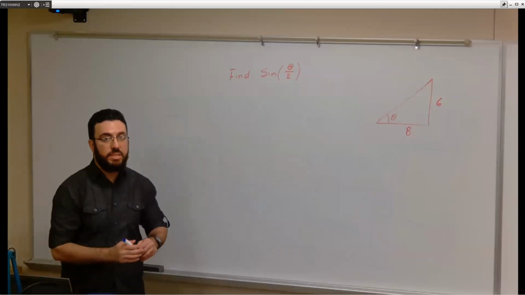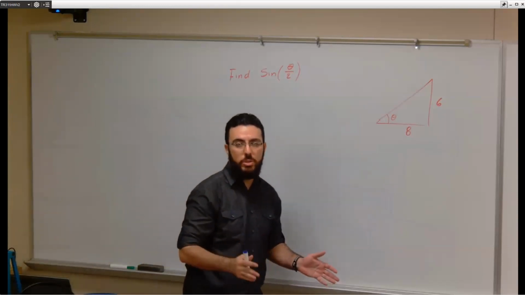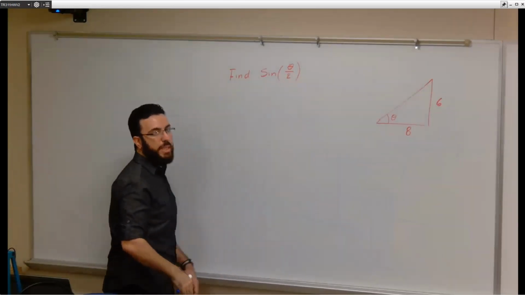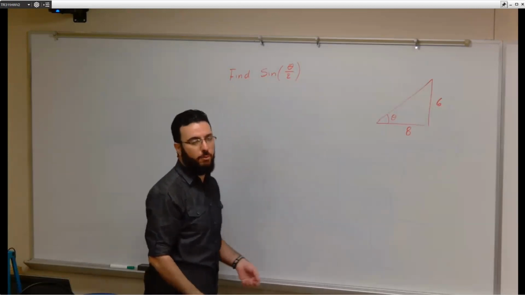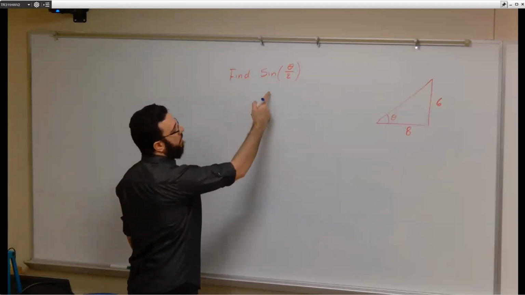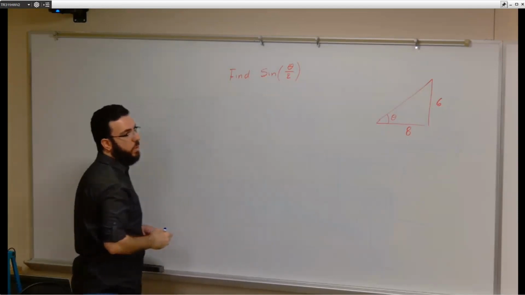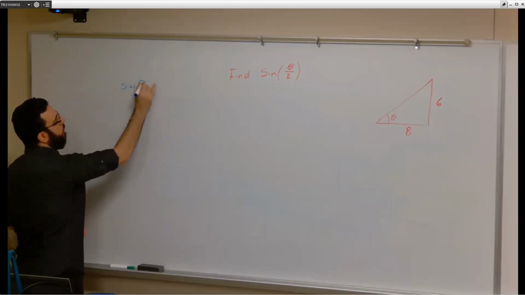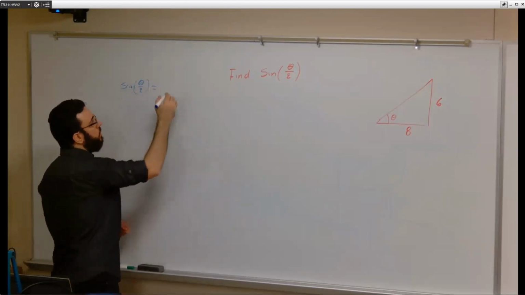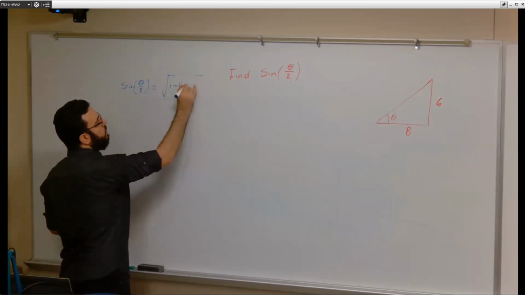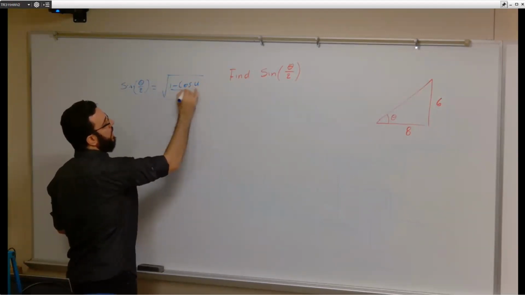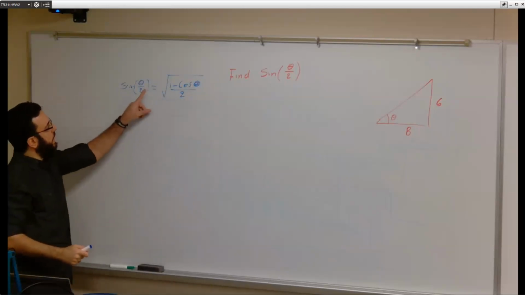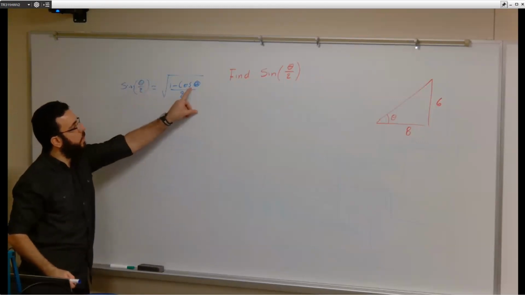So here's the thing with this example: they didn't tell you which formula you're going to use, but they're telling you it's sine theta over 2. That means it's a half angle, so I'm going to use the half angle formula. Sine theta over 2 equals the square root of 1 minus cosine theta, divided by 2. That means to find sine theta over 2, I need to find cosine theta.